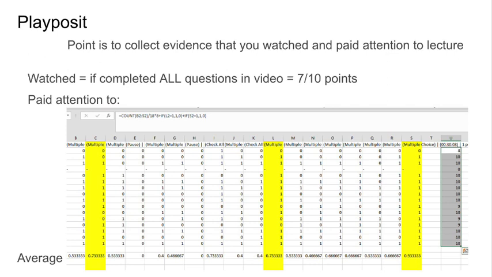Here's the remainder points. So when we look at the sum output, look at the scores. They're almost all 10s. Because the point isn't to penalize you. The point is, are you watching the lectures and are you paying attention? That's it.